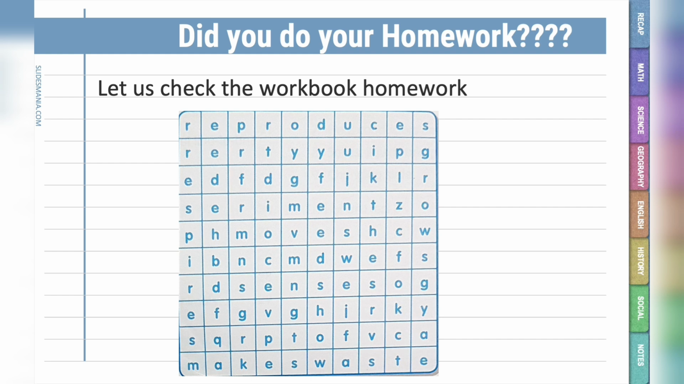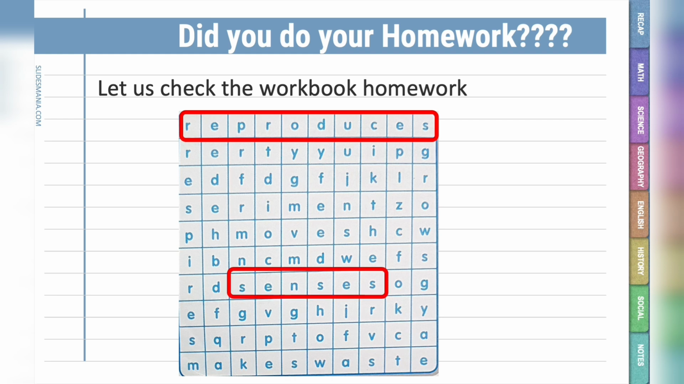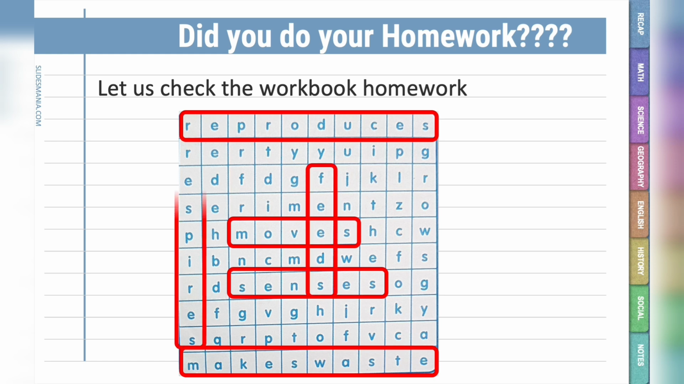Okay, let's check. You said reproduces, grows, moves, makes waste. Then there is senses, feeds, and respires. These are the 7. Okay, now let's move on to the next question.